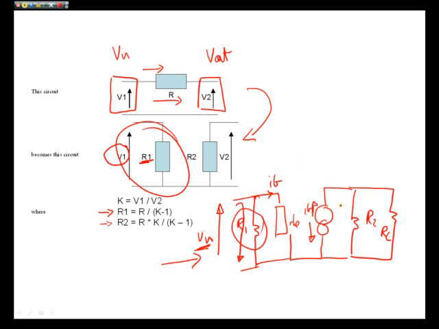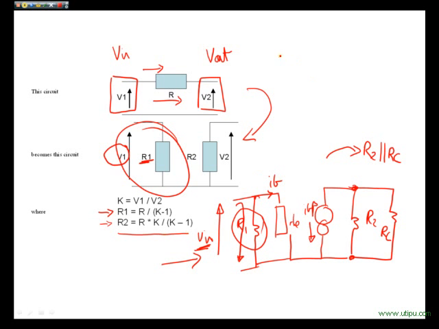Let's have a look at the output stage. The output stage, we now have two components, two resistors, effectively in parallel. So R2 is effectively in parallel with RC. And our current flow will flow into that parallel combination.